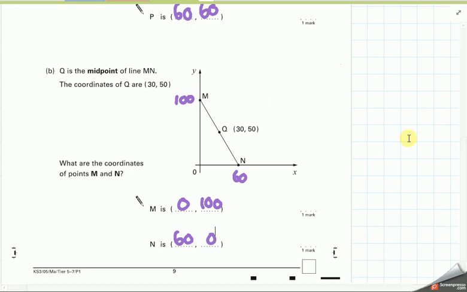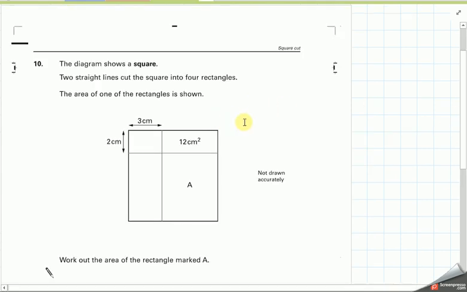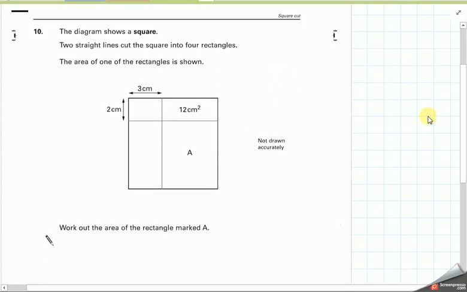Okay? Let's go for question 10. We need to work out the area of this part. 2 straight lines cut the square into 4 rectangles.